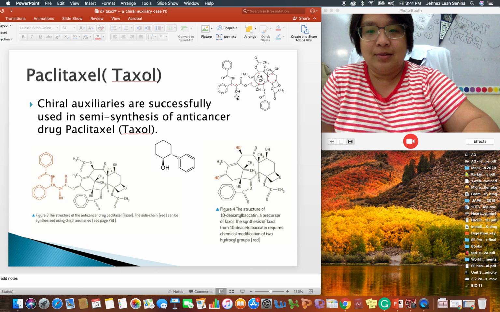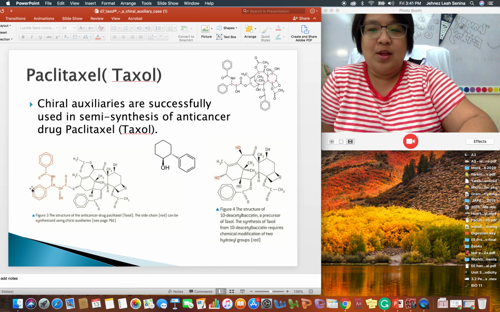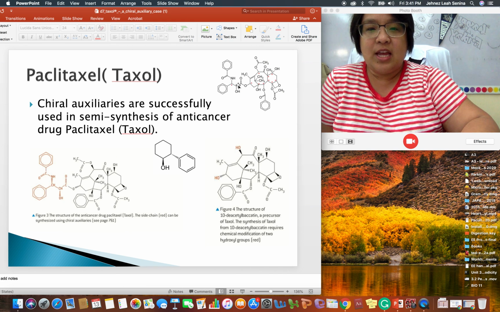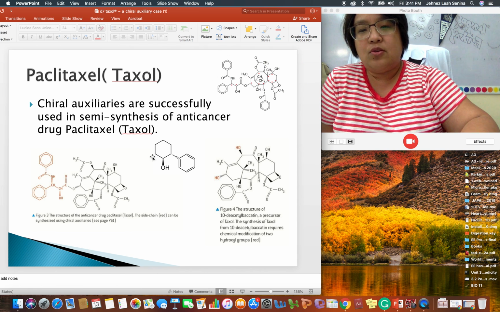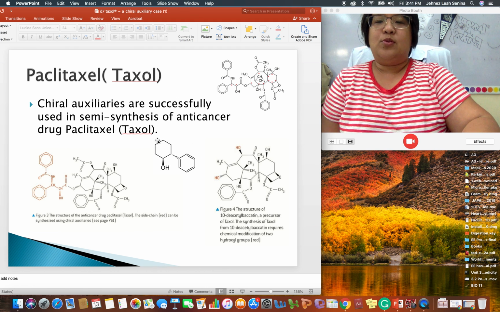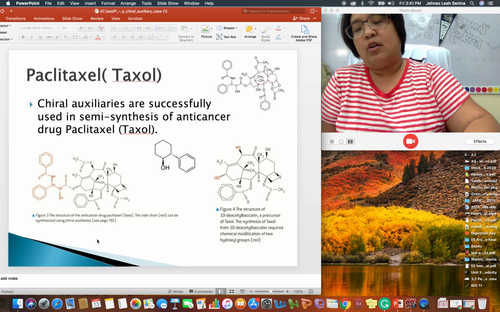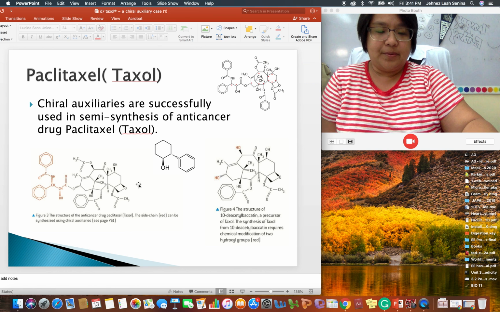I repeat, from this molecule, I need to add this R group. This R group has chiral carbons. It means it can exist in different enantiomers, in different configurations, in different mirror images. So to make sure that I form this particular configuration, I use a chiral auxiliary. Okay, so the use of a chiral auxiliary can make the enantiomer of the Taxol that you want.